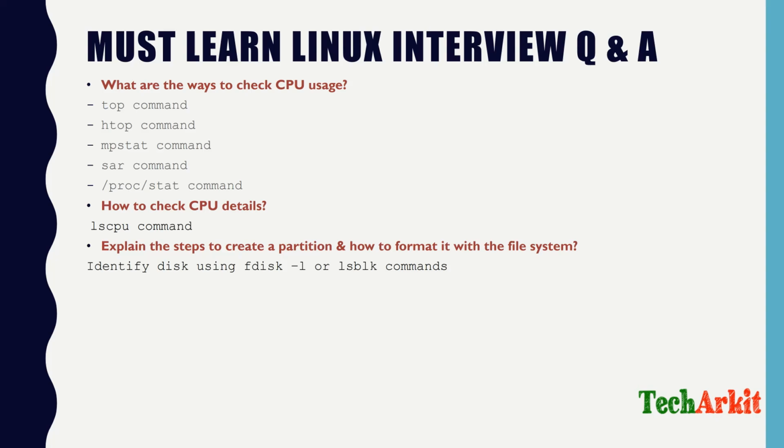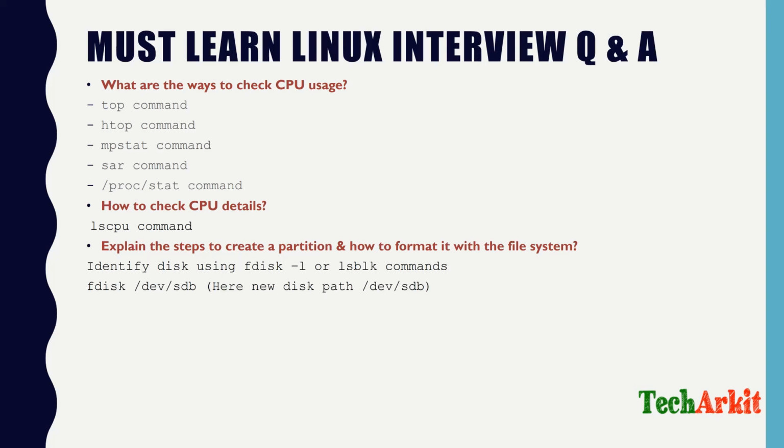Identify the disk using the fdisk -l or lsblk command. When you attach the disk to the Linux system, it can be found using the fdisk -l command or lsblk command. It will show the disk name like /dev/sdb, sdc, or based on the disk type it may provide sdd or something like that, or if it is an NVMe disk, it can provide something like nvme0n1. First you have to identify the disk which is not partitioned.